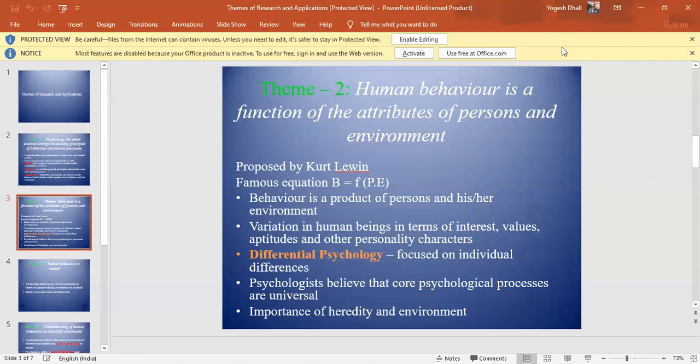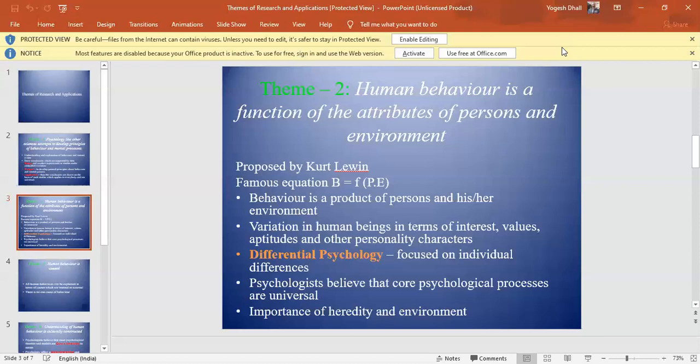So all have different intelligence levels. Some are intelligent in drawing and painting. Some solve mathematical problems so quickly. We all have different interests also, meaning some are interested in watching movies and some are interested in watching documentaries. Similarly, our values are also different. So all other characteristics also vary in all individuals.